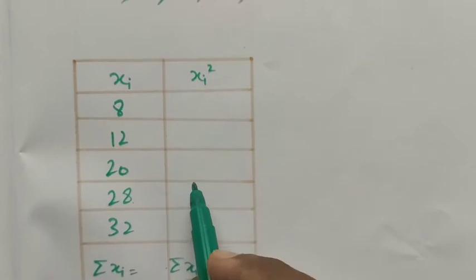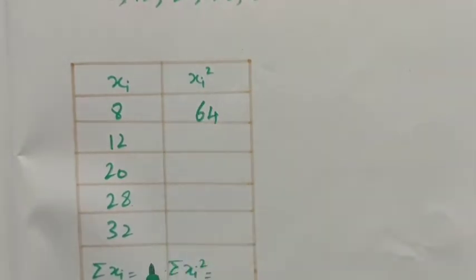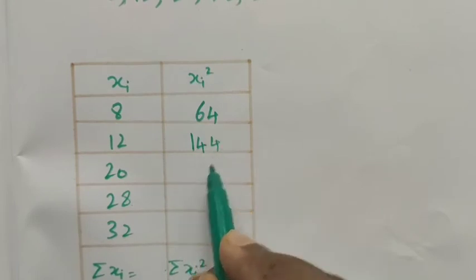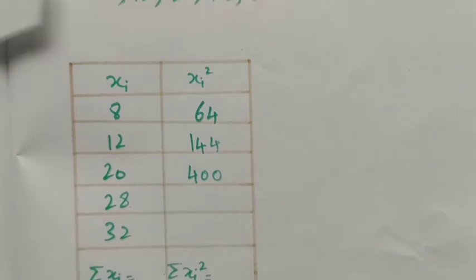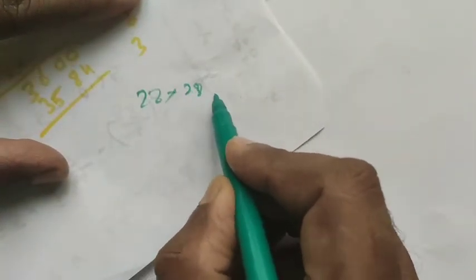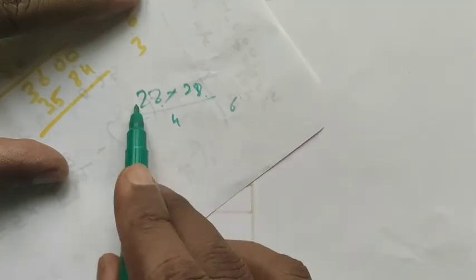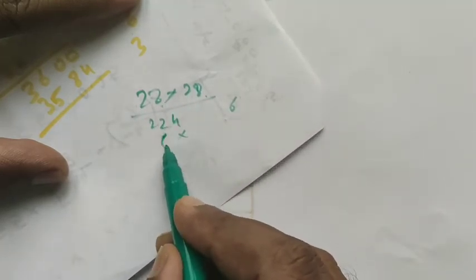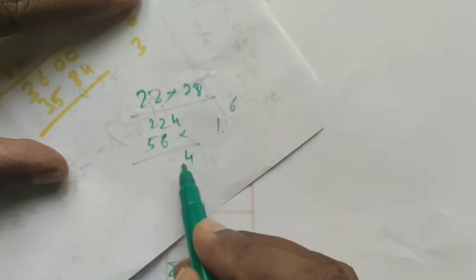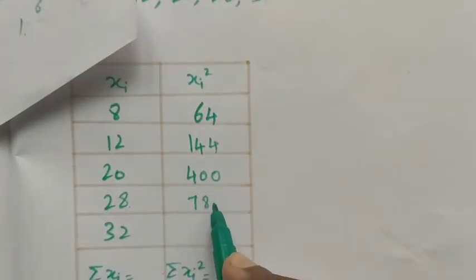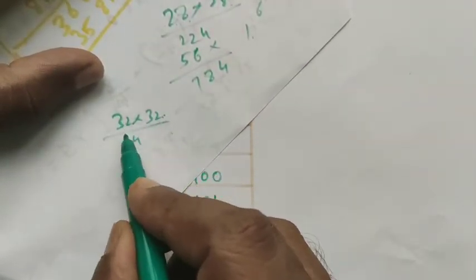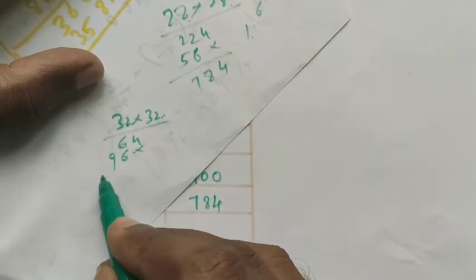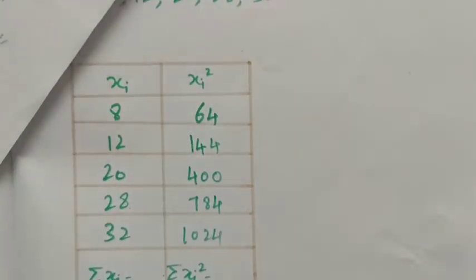If you square these terms, 8 eights are 64, 12 into 12 is 144, 20 into 20 is 400, 28 into 28 is, let's see, 784, and then 32 into 32 is 1024.